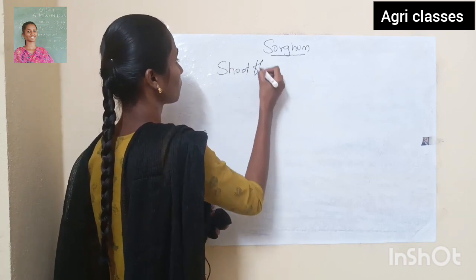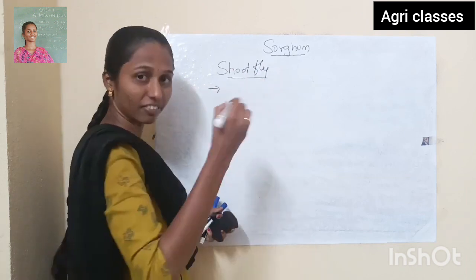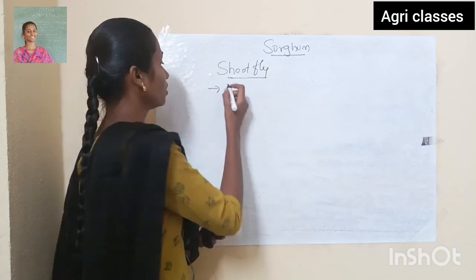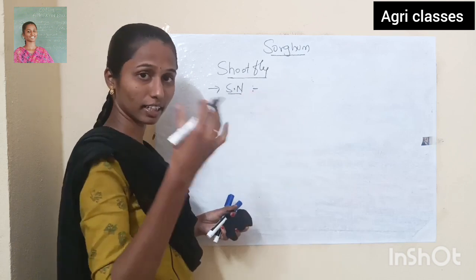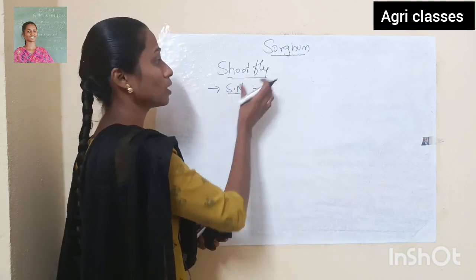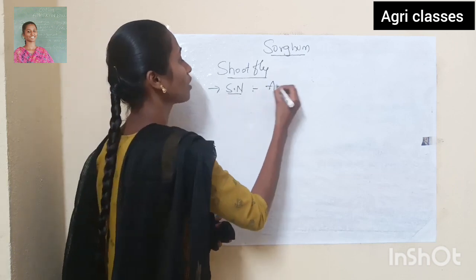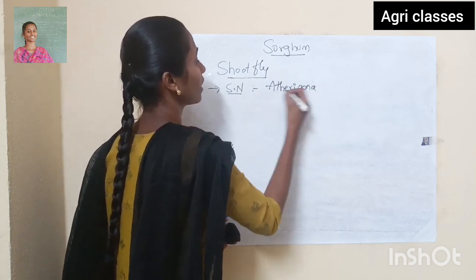Shoot fly. So first we will discuss the scientific name, then marks of identification, nature of damage, symptoms of damage, and then management. So first, the scientific name of shoot fly is Atherigona soccata.